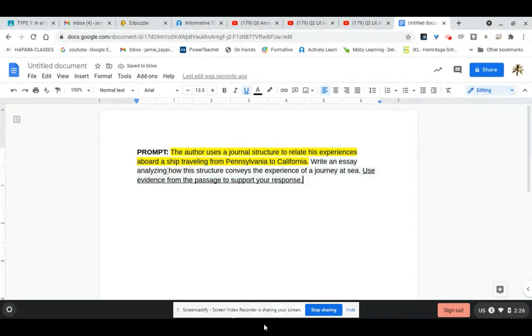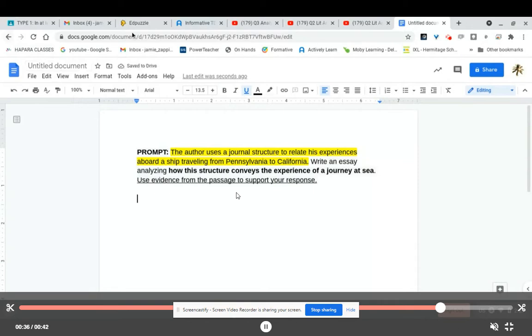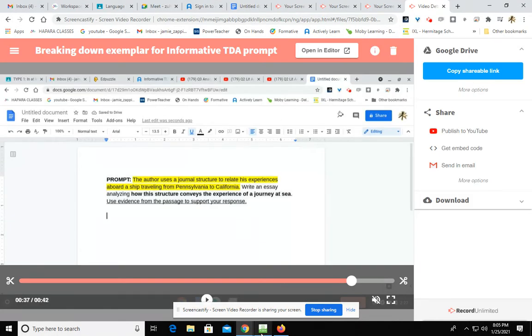And then the 2 boldface skills in this prompt are how the structure is one of the 2 things that you need. So you have to think about what the structure of this piece is, and then conveys the experience of a journey at sea would be the second skill. So you have to think about how it does in fact convey. So what is the structure and how does it convey that journey? And that by doing so, you will have effectively looked at all parts of that task.